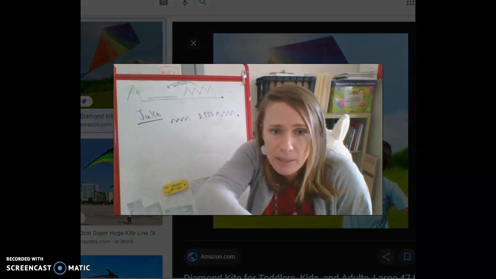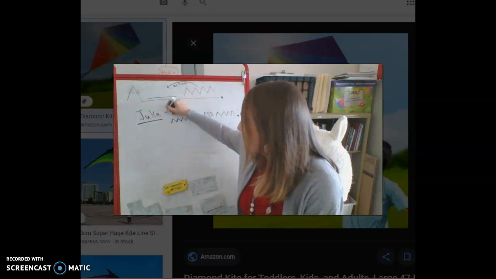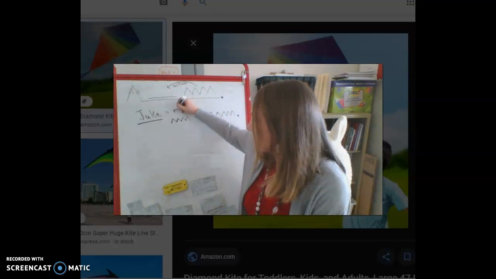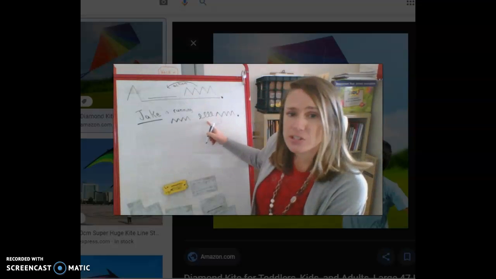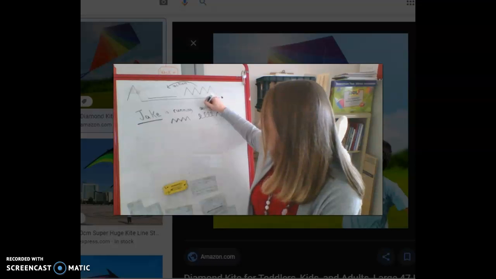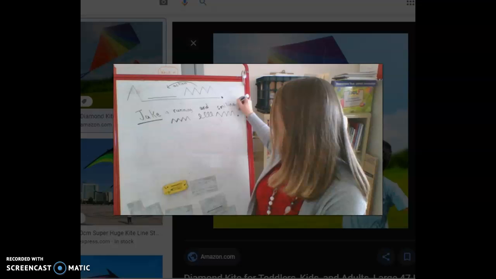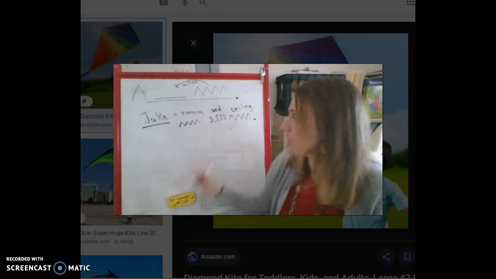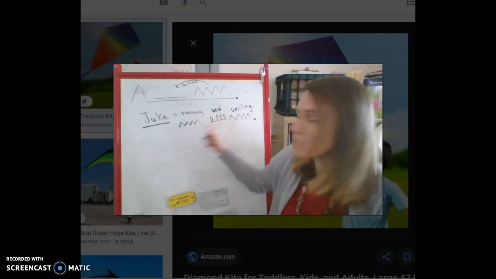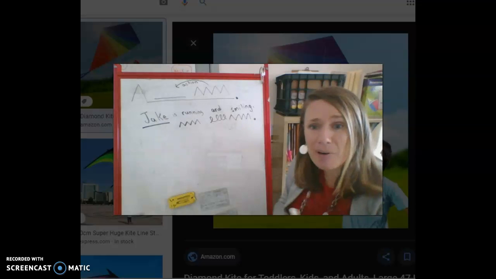So let me zoom in a little bit. We've got Jake is running. Here's our connector since we're doing two things, and smiling. So that gives us a bare bone sentence. We put the connector between the two predicates, and we have a compound predicate.